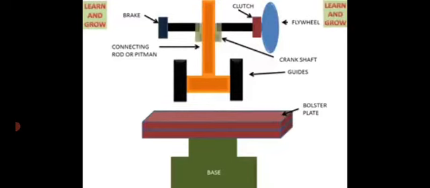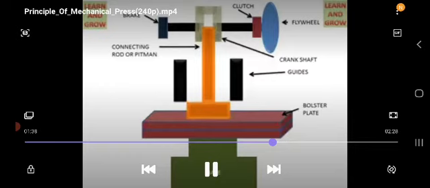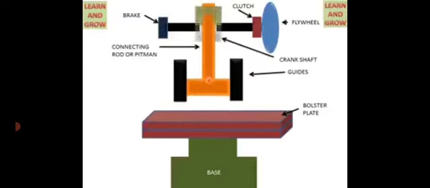Now what will happen? The crankshaft will rotate and give motion to this piston rod in the upward and downward direction. By this motion, the piston will create force on the workpiece and we will get the desired shape of the product. So this is the principle of the mechanical press in which a crankshaft is connected to the piston and piston rod for getting the desired force.